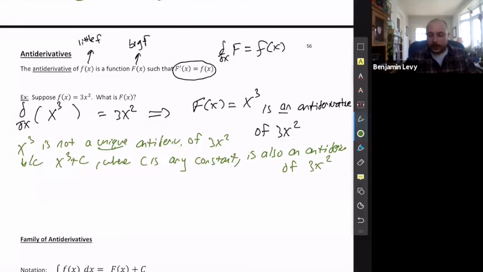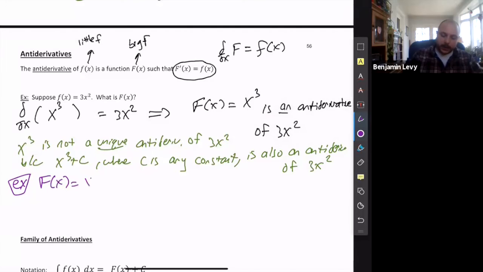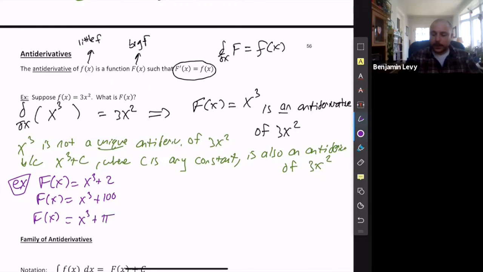And if that's still not clear, I'm going to write down a couple of examples. For example, capital F of x could be x cubed plus 2. Capital F could be x cubed plus 100. Could be x cubed plus any constant, like pi, whatever. If you take the derivative of any one of those 3 things, the constant just goes away and you get 3x squared, but each one is a different function.